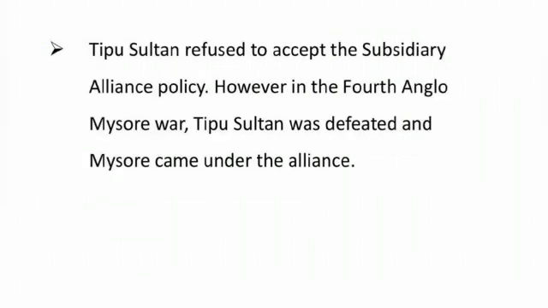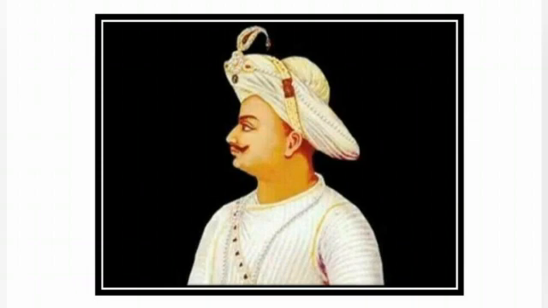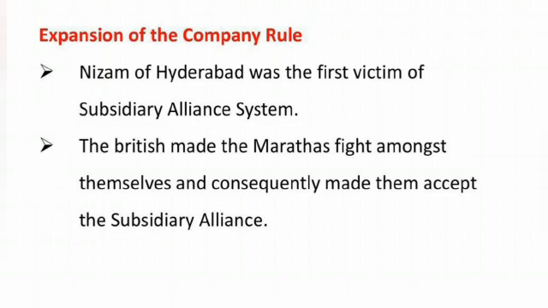Thirdly, Tipu Sultan refused to accept the subsidiary alliance just like the other kings. He won successfully the first three Mysore wars, but in the fourth Anglo-Mysore War, Tipu Sultan was very badly defeated, and that's how Mysore also came under the control of Britishers, and they had to join subsidiary alliance system. So this is how very smartly Britishers introduced this plan, and one by one, all these states came under the subsidiary alliance system.